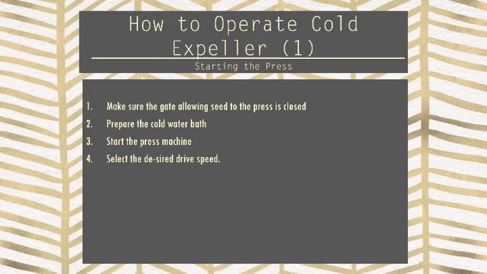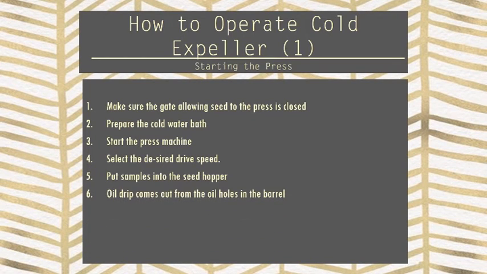Select the desired drive speed if the machine has speed controller. Put samples into the seat hopper little by little so it will not cause the screw to jam. The oil drip will come out from the oil hose in the barrel and we can collect the oil into a container.